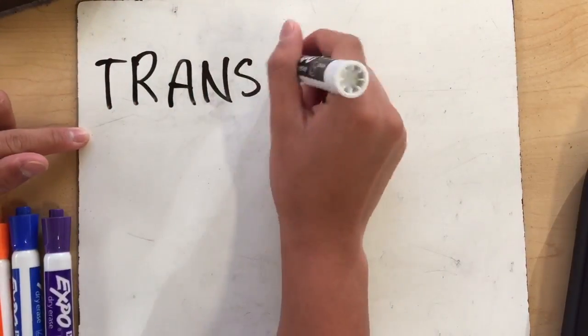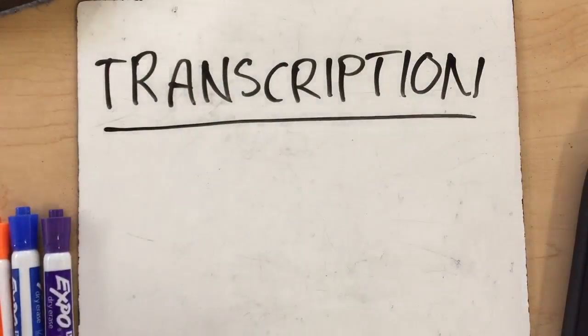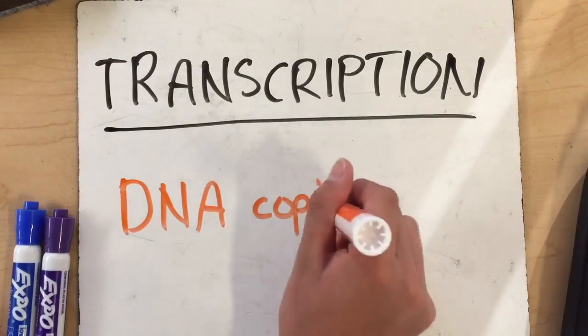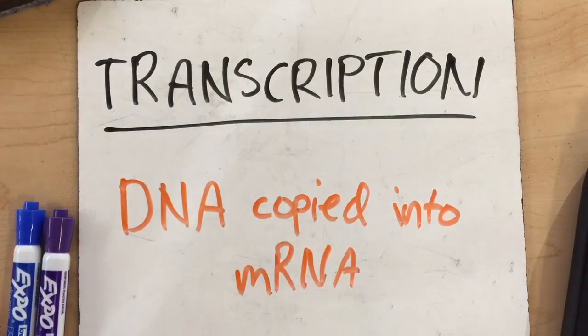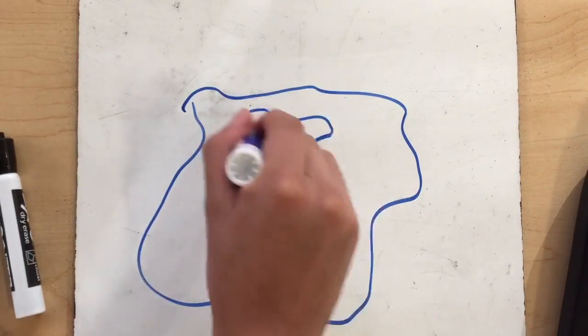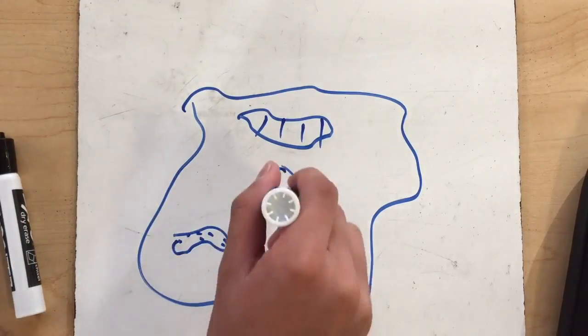The first process of protein synthesis is transcription. This is when the DNA is copied into mRNA. This whole process happens in the nucleus because that is where the DNA is located.